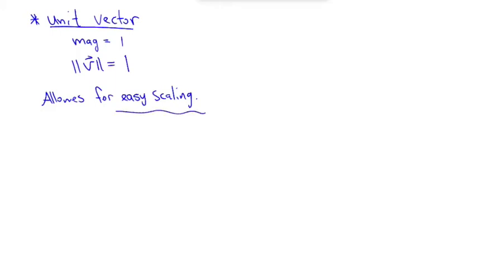All right. So how do I find a unit vector? If I give you v equal to <-3, 5>, is that a unit vector? Do you think?